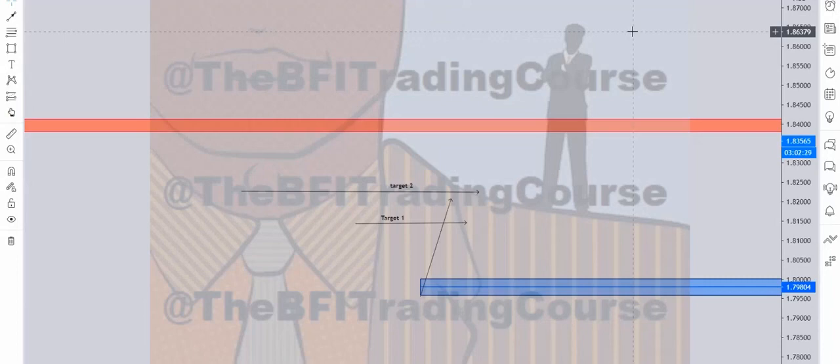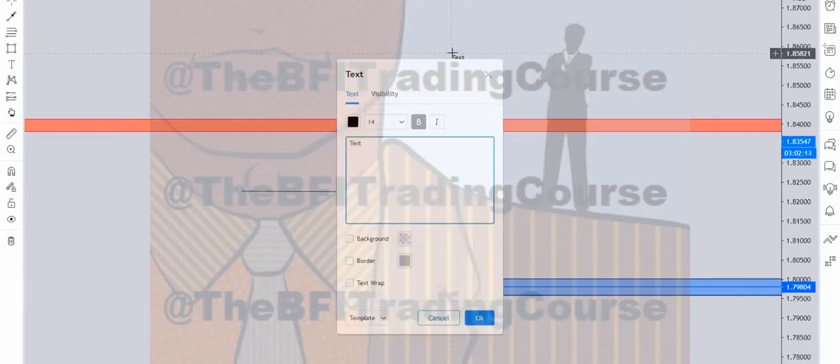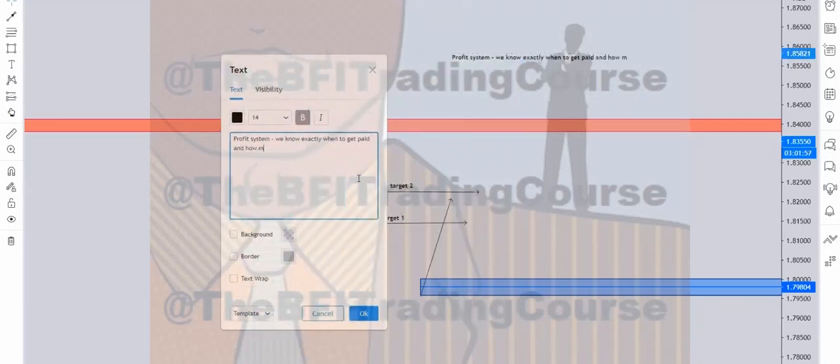This is how you want to learn, exactly like this. And what are the two systems that we need? A profit system. Can you type this one out? Okay, sir. The definition of a profit system is we know exactly when to get paid and exactly how much. It has to be very exact.